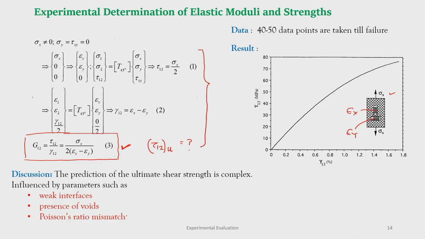The reasons are that in addition to the properties of the constituent materials, like the shear modulus of the fiber and the shear modulus of the matrix, it is also influenced by a weak interface. Suppose the interface is weak, there will be a drastic change in the shear strength. Okay, then if there is a void, it will have a huge influence on the shear strength and shear modulus of a lamina. Then there is an inherent Poisson's ratio mismatch between the fiber and the matrix that also has an influence on the shear modulus and shear strength of a lamina. So when we try to correlate these results with the mechanics of material approach, they actually do not agree because of these reasons.